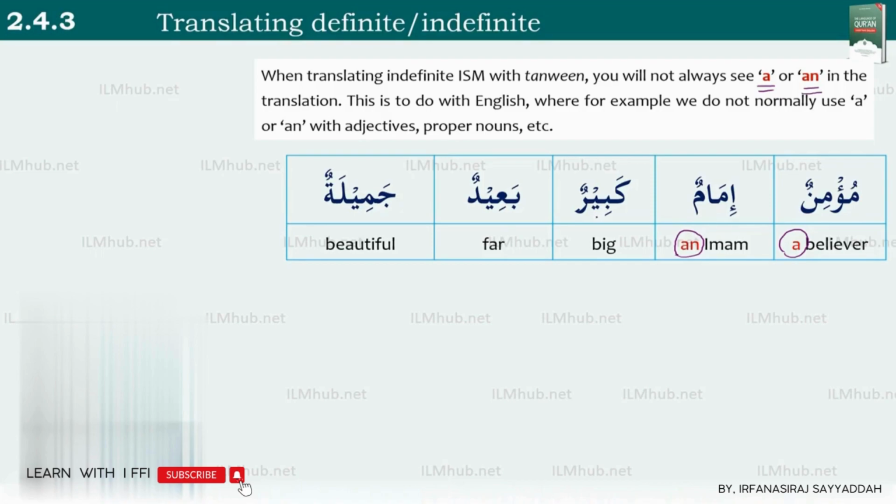Jamilatun, beautiful. I don't say "a beautiful" in English. I could say this is a beautiful house, this is a beautiful car, but generally speaking, when I translate "beautiful," I don't put "a" in front. So the translation of tanween is dependent upon the English language. It has nothing to do with it being indefinite. So please note, tanween is not a sign of something being indefinite.